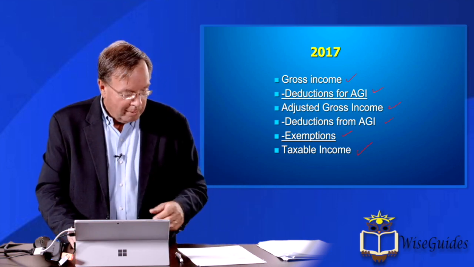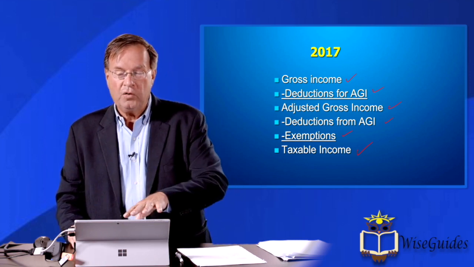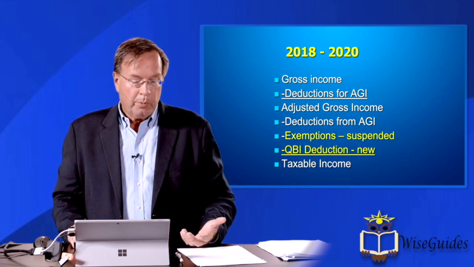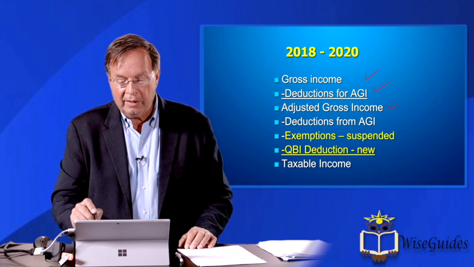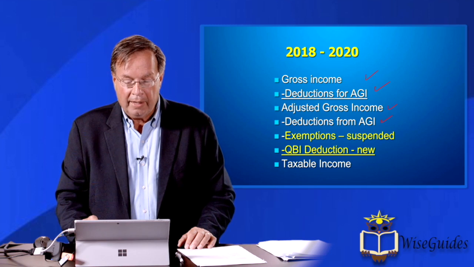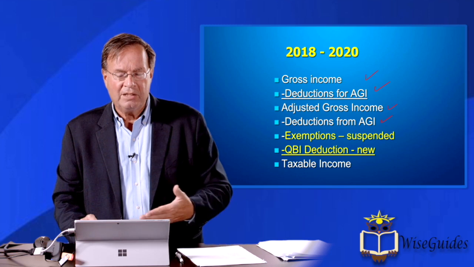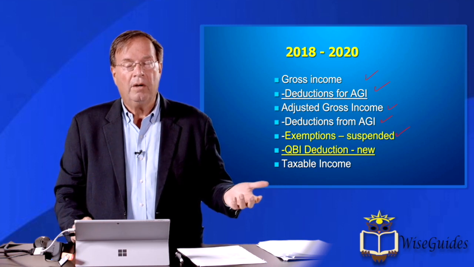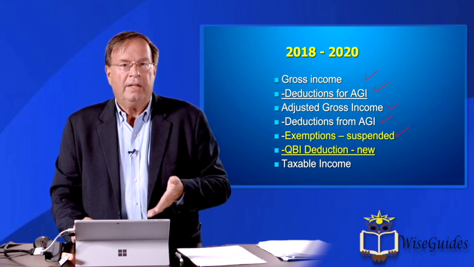What happens with the Tax Cuts and Jobs Act, they changed a lot of that. And so since 2018, we've been living under a slightly different format. So just keep your eyes on this for a second, and then we'll go to the other piece. From 2018 to now, the 2020 year, we still have gross income. We have slightly different deductions for AGI, and we still have adjusted gross income. We have some deductions from AGI, okay? But those deductions from AGI are limited. They're smaller, and we don't see as many in there. We also have this thing called exemption amounts. Those have disappeared. They're gone. They have been suspended. They haven't been eliminated. We'll talk about that in a minute. But they're suspended.